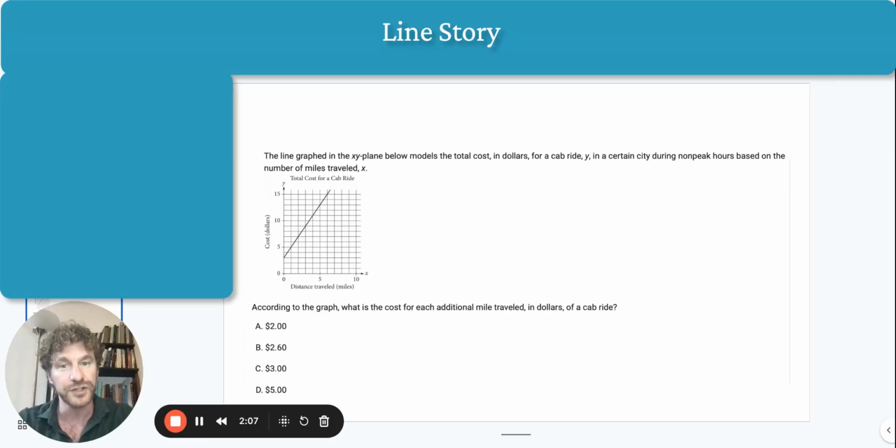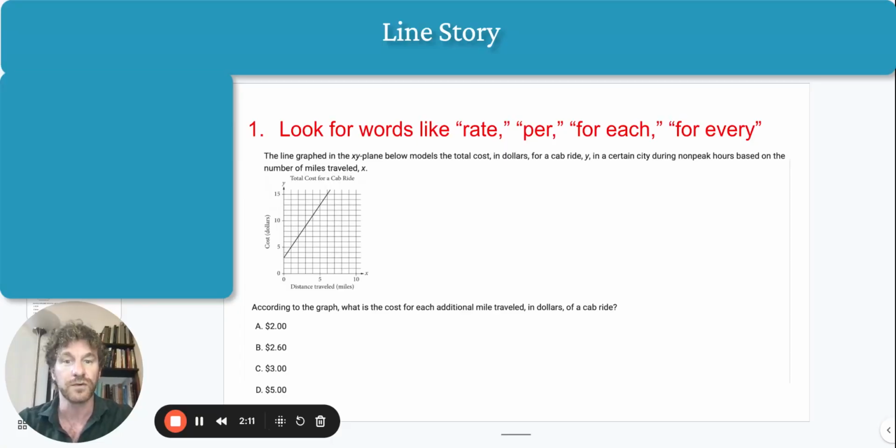Now, the first thing we want to do when we see a story like this is look for words like rate or per, one unit per another unit, for each or for every. Something like Mary earns $20 for every hour that she works at the store. So do we have something like this in the story? Indeed we do. We can see it there in the question. What is the cost for each additional mile traveled?